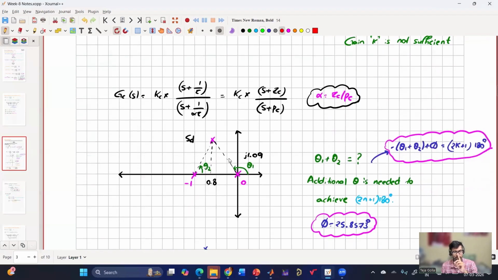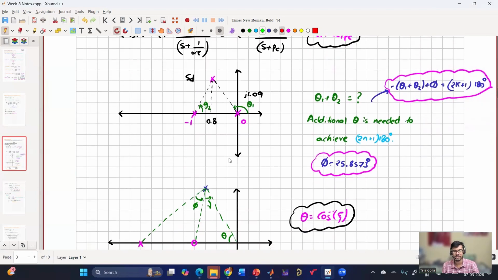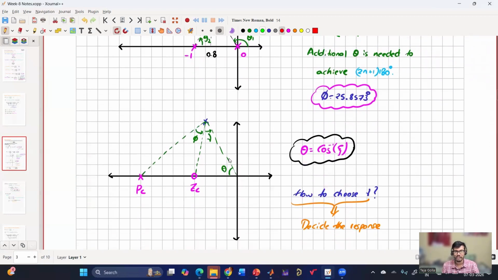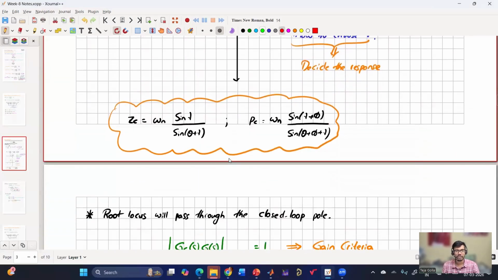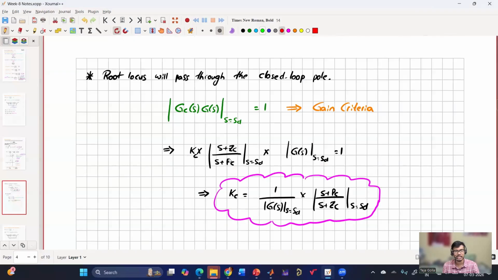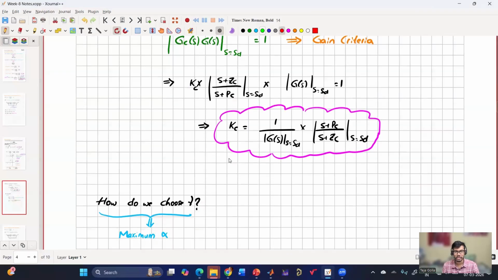And for designing that, first we have to see how much additional phase is needed. And this additional phase is given by phi, and theta is given by cos inverse zeta, and gamma is given by the formula 1 by 2 into pi minus theta minus phi. From there, we'll get theta, gamma, and phi. From there, I can calculate ZC as well as PC. And from the gain criteria, I can obtain the KC.